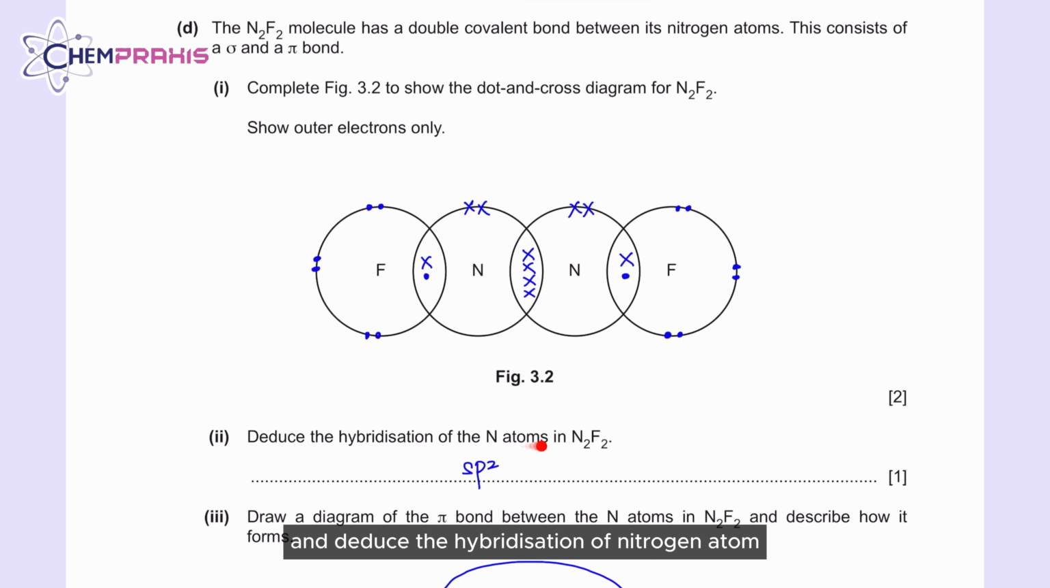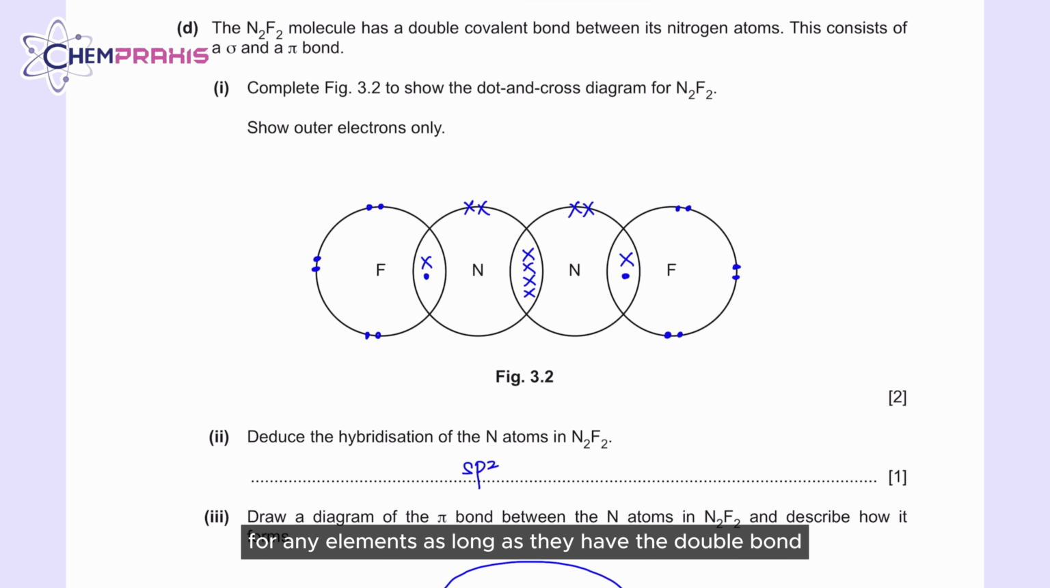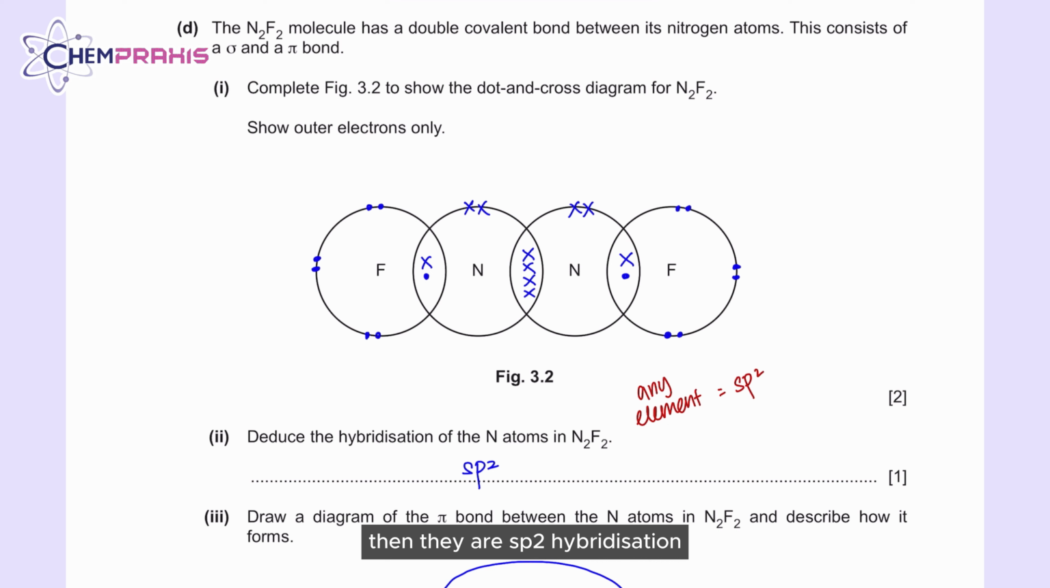And deduce the hybridization of the nitrogen atom in N2F2: it is sp2. For any element, as long as it has a double bond, it is sp2 hybridized.